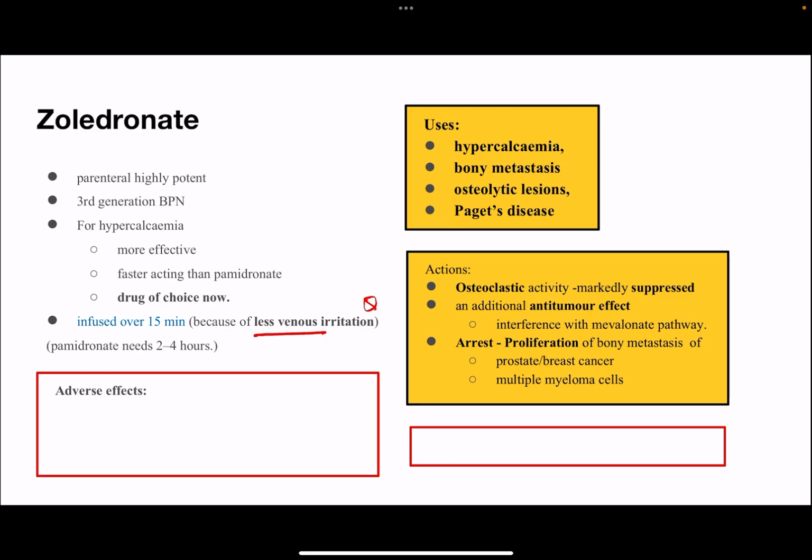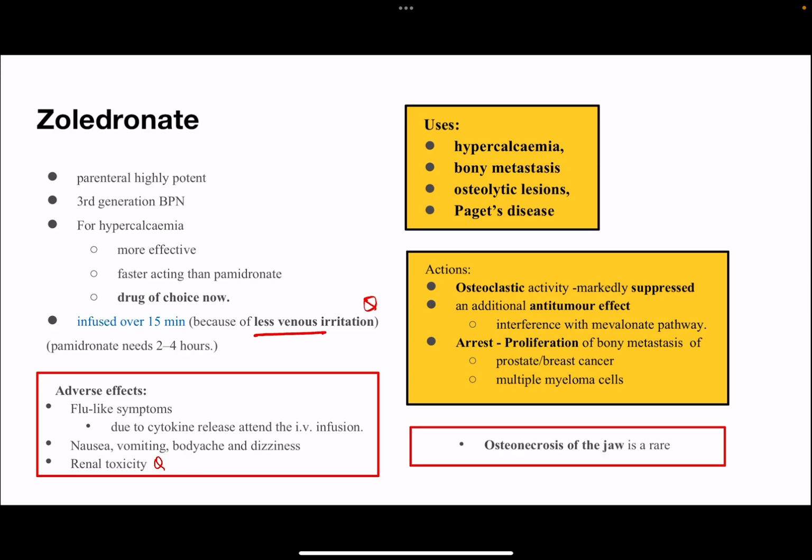So what are the adverse effects of zoledronate? Please remember, it can produce flu-like symptoms because of the initial rise in cytokine levels through IV infusion, and can be associated with nausea, vomiting, body ache and pain. And a very important thing is that it is associated with renal toxicity, as well as, rarely, at very high doses of IV infusion, it can cause necrosis of the jaw.